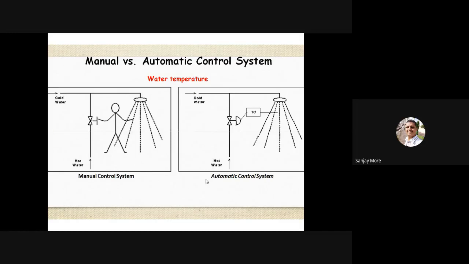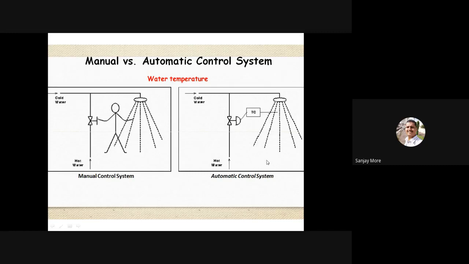See the graphical difference between manual control versus automatic control. Water temperature, manual control system and automatic control system. Here, cold water is continuously supplied and hot water is supplied with the help of this control valve. This cold water is continuously supplied and you have to add this hot water to maintain the water temperature. This is the manual control system.